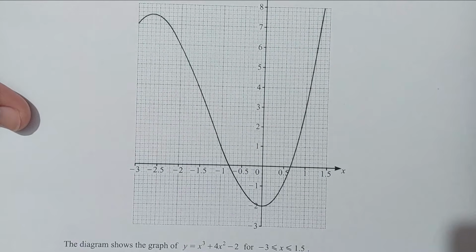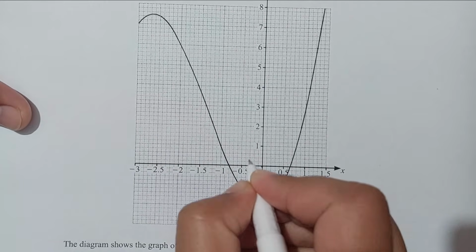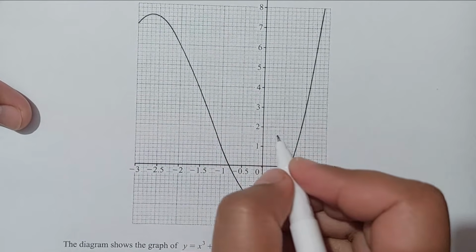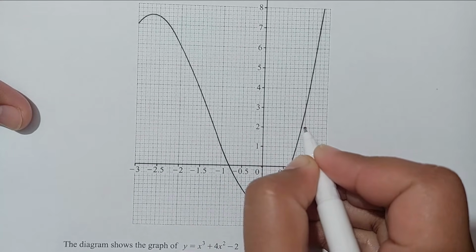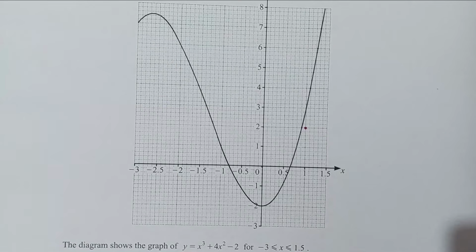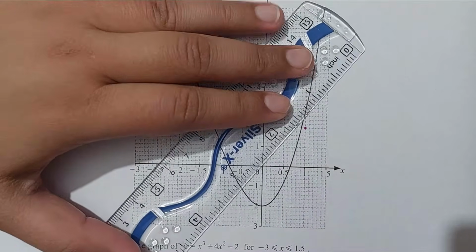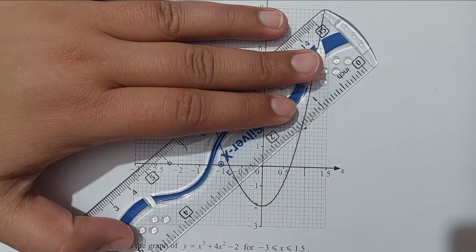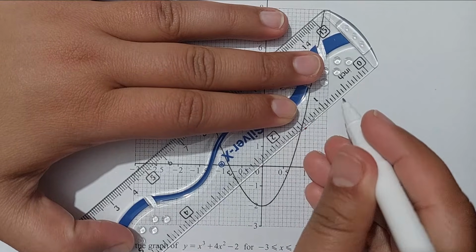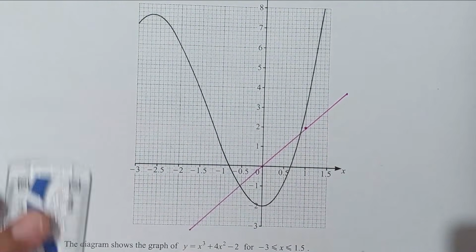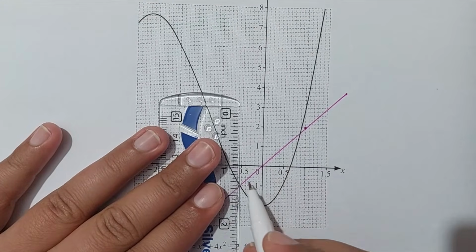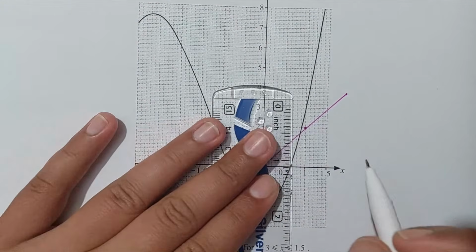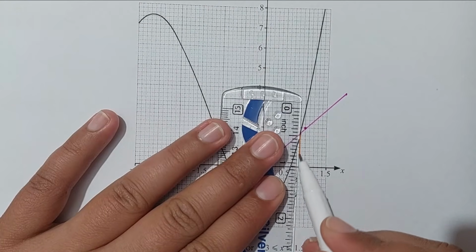The y-intercept is 0 over here. The slope is rise over run. Rise is 2 units and the run is just 1 unit. So the 1 unit is over here. This is the next point. Let me draw this line and solve it. Solve means at what point it cuts the curve, right? So let's see at what point it cuts the curve. At this point and at this point.